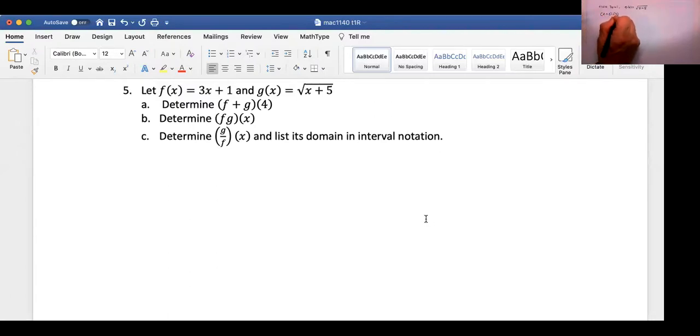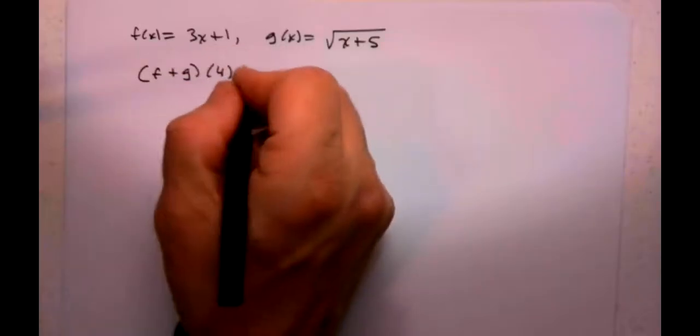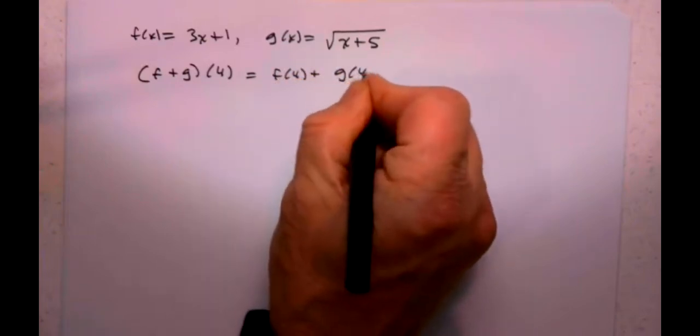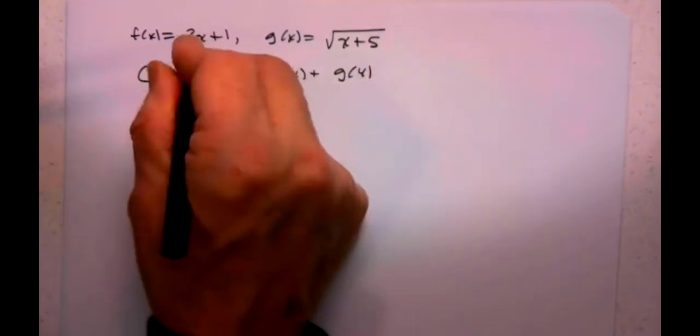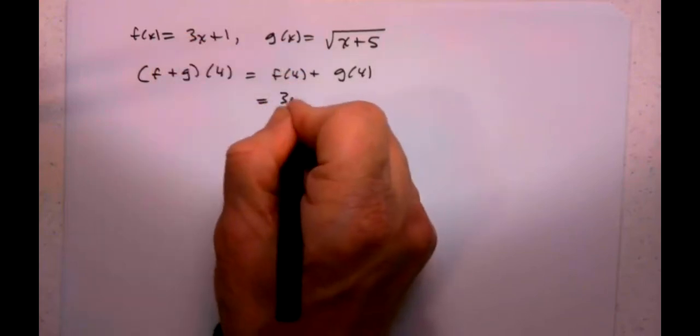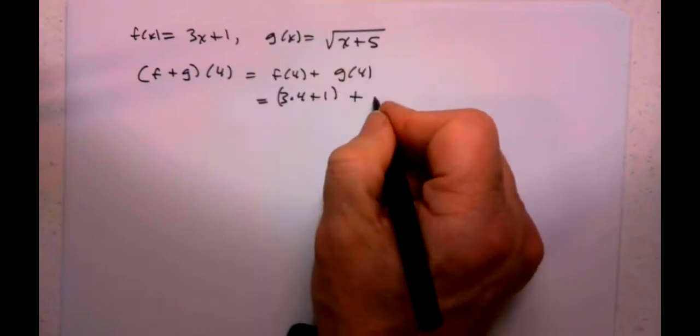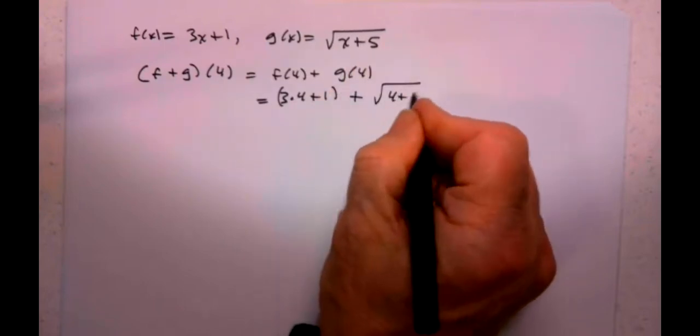And the good news is this behaves exactly the way you'd want it to behave. (f plus g) of 4 is simply f of 4 plus g of 4. What is f of 4? Plug 4 in for x. 3 times 4 plus 1 is f of 4. What is g of 4? Square root of 4 plus 5.